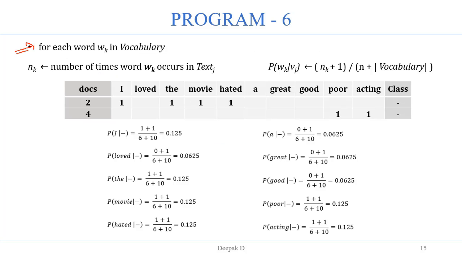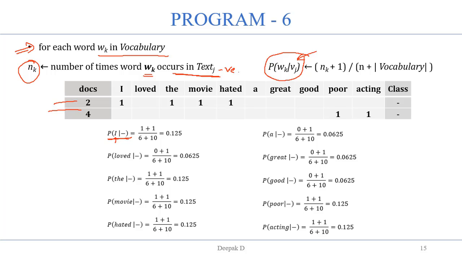So the next step is, for each of the words available in our vocabulary, we need to calculate nk and also the probability of a word given the negative class. nk is nothing but the number of times word k occurs in a text J. J here is negative. Two documents are taken here. I need to calculate the probability value of I given the negative class.